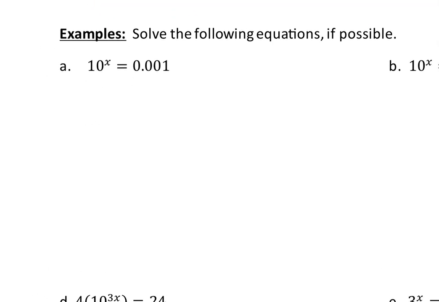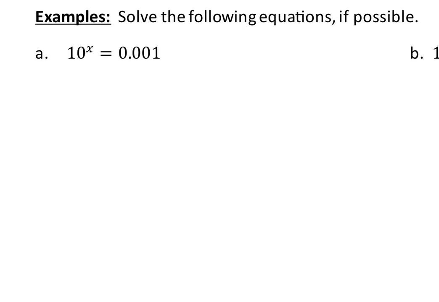All right, we're going to start with example A. Example A, we have 10 to the x equals 0.001. I'm going to leave my 10 to the x alone, but I do want to come over to my 0.001. What this is, is 1 over 1,000.